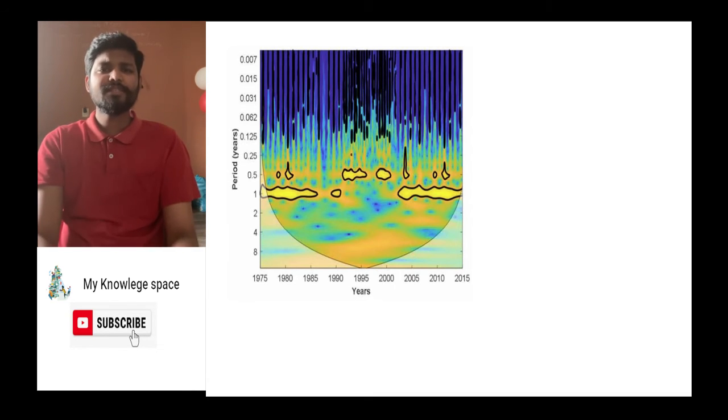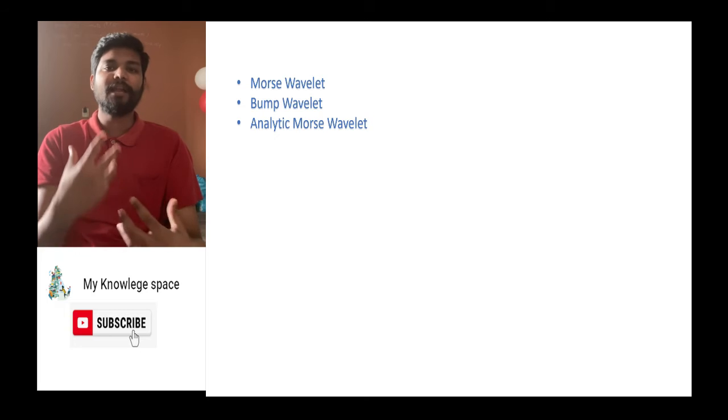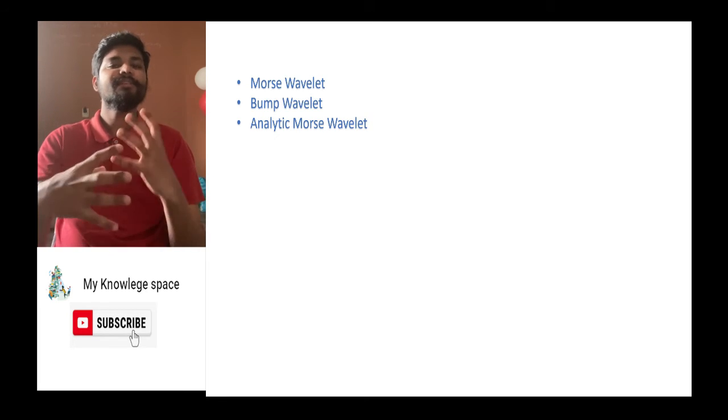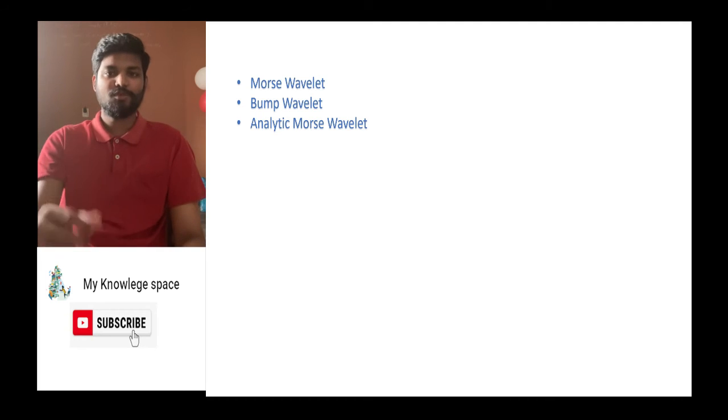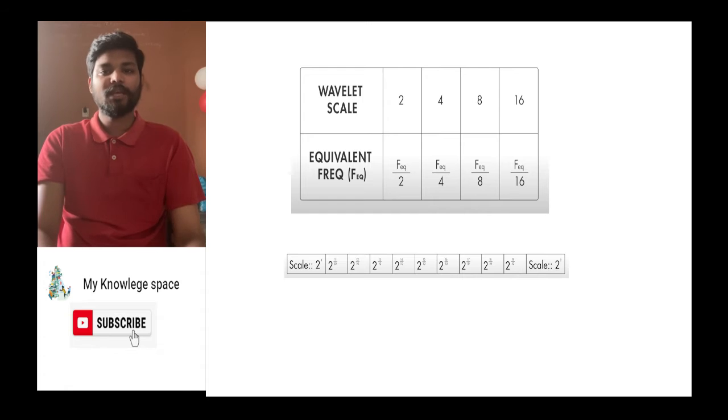The usage of this CWT for analytical purposes can be done using various kinds of wavelets. Some of the analytical wavelets we can use are Morse wavelet, bump wavelet, and analytical Morse wavelet. Using these wavelets, we can carry out the time frequency analysis and try to understand the variable of interest better. So using these wavelets, again there is a difference between the type of scaling which we carry out. As mentioned earlier, this is the major distinction between the continuous wavelet transform and discrete wavelet transform.